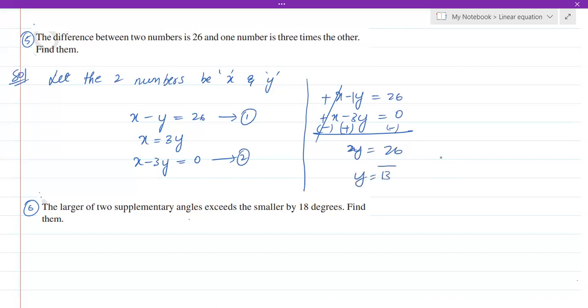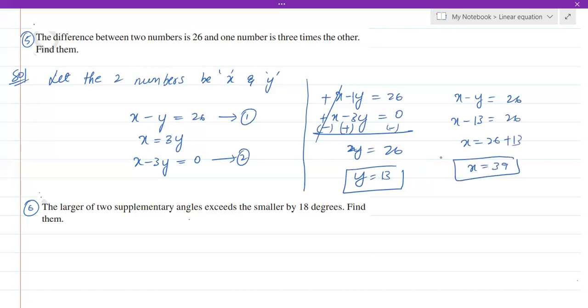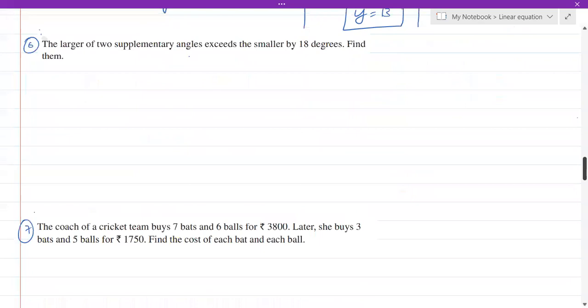Therefore, y value is 26 by 2, which implies y is 13. And as we know, x minus y is equal to 26 and y is 13. Therefore, x will become 26 plus 13, which implies x is 39. So therefore, the two numbers are 13 and 39. Let's get into the next one.